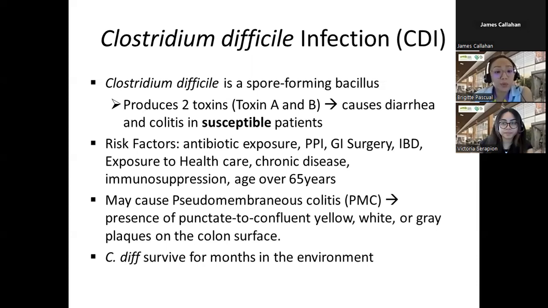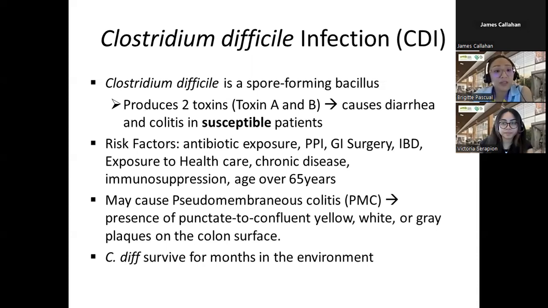Pseudomembranous colitis is a more severe form of CDI in which patients exhibit a colitis characterized by the presence of pseudomembranes on the colon surface. The colonic mucosa shows punctate to confluent yellow, white, or gray plaques that are readily visualized at endoscopy.